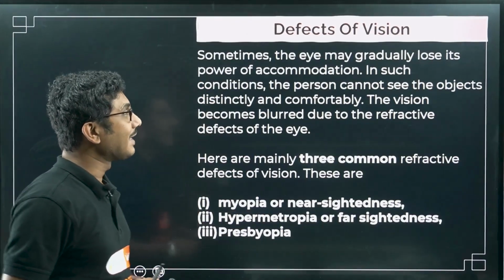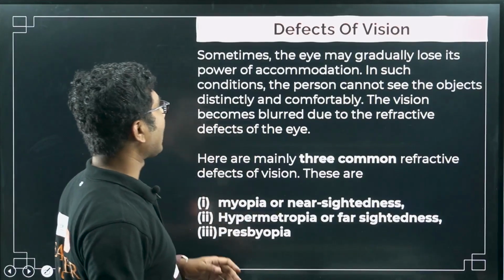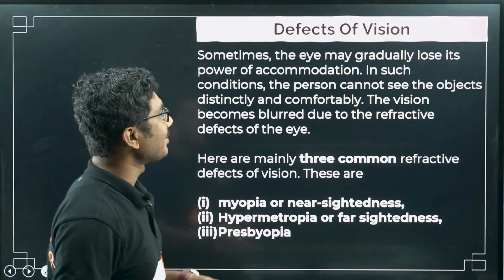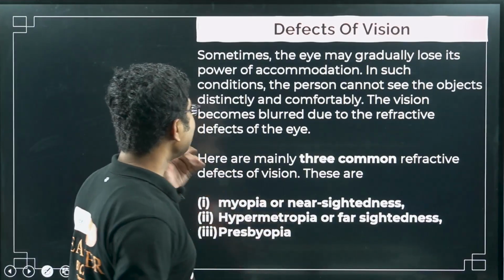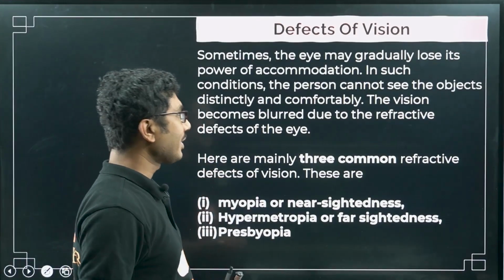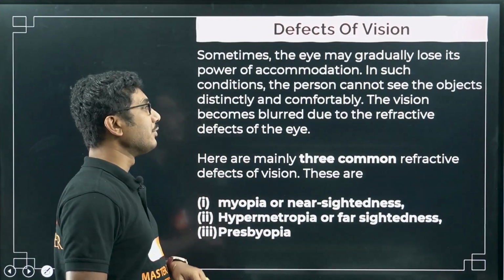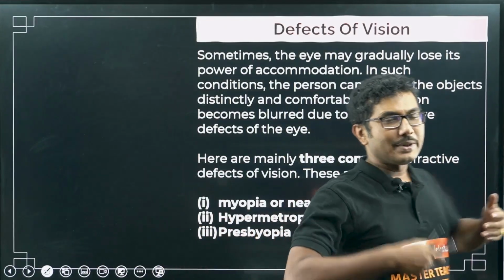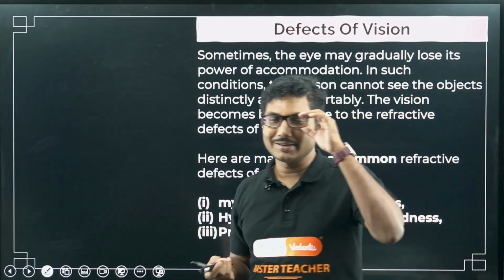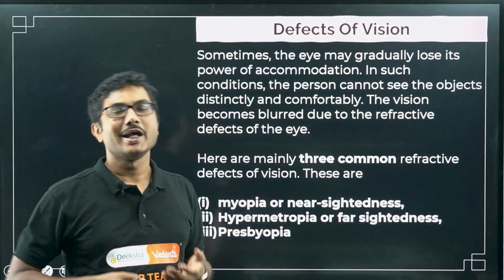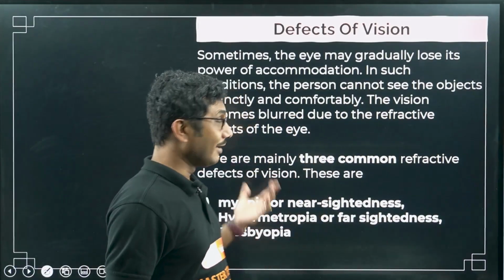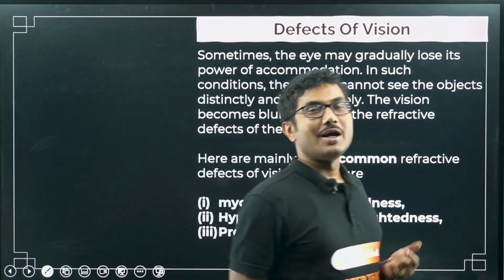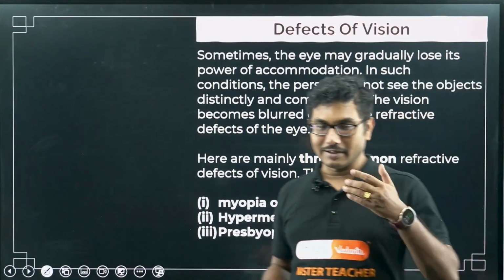Sometimes the eye may gradually lose its power of accommodation. In such conditions, the person cannot see objects distinctly and comfortably. The vision becomes blurred due to the refractive defects of the eye. So slowly, people like me, I am wearing glasses because my eye cannot accommodate objects naturally, so I had to wear something to correct that vision. We will discuss that in a while.